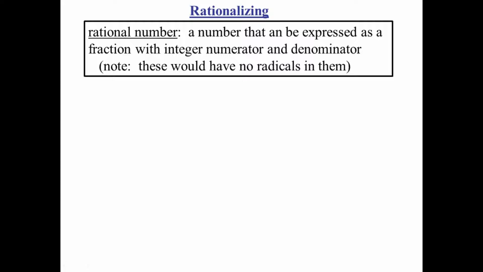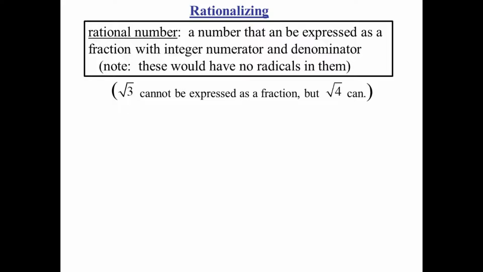A rational number is a number that can be expressed as a fraction. That's what rational means. So irrational would mean you can't express it as a fraction. But a rational number can be expressed as a fraction with an integer numerator and an integer denominator. So 2/3, for example, is a rational number. 5 is a rational number because it's 5 over 1. Note, these would have no radicals in them.